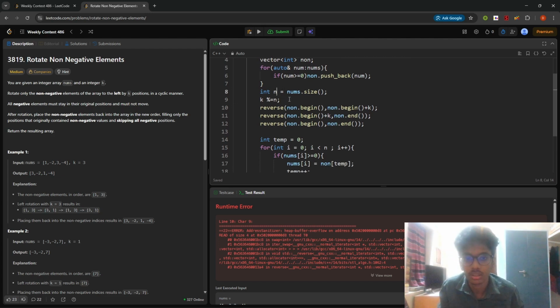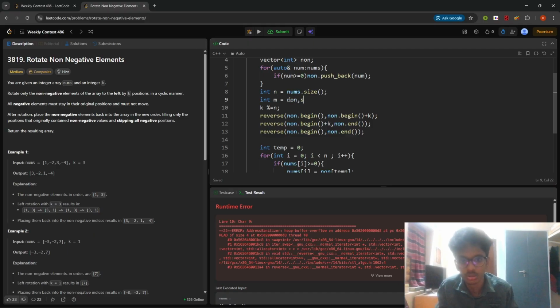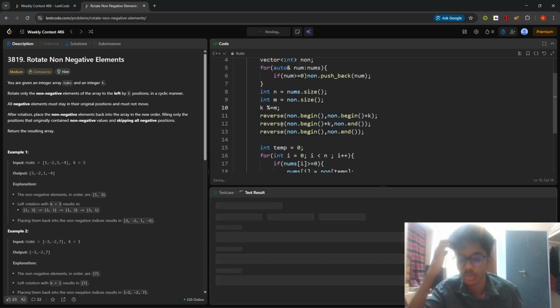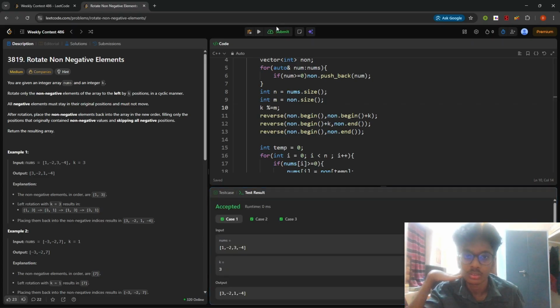Okay, got it. Let's keep this n here, but this should be int m equal to non dot size, not nums dot size. Okay, so yeah, my bad. It should be non dot size so that it doesn't go out of bounds. Yeah, done.